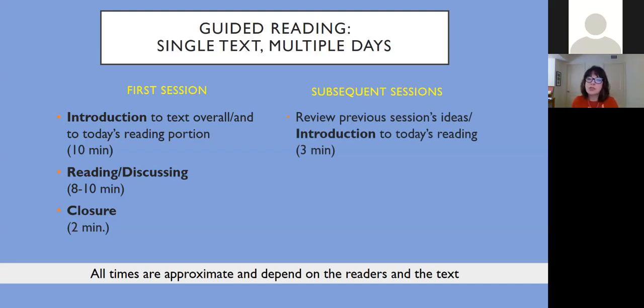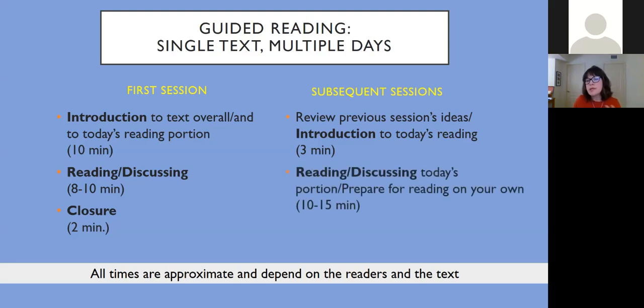What we want to do as a teacher to make this introduction short and tight is just do a quick review, say something like, yesterday we found out that there were four different ways that a salamander is able to get oxygen. We might go back, just a quick review with that, and then introduce today's reading and go on into that work. The reading and discussing of today's portion is going to be longer than that introduction. So we're going to get extra reading and discussing on today.